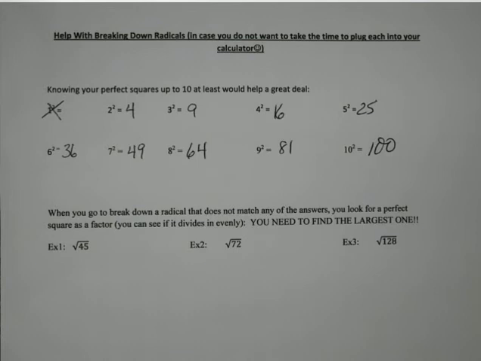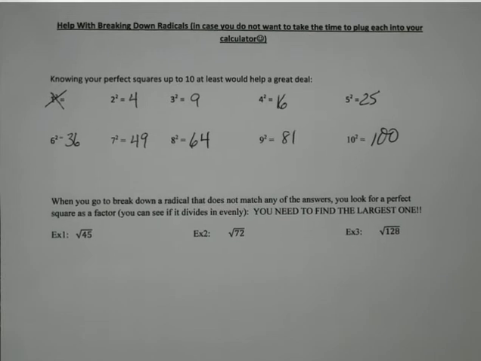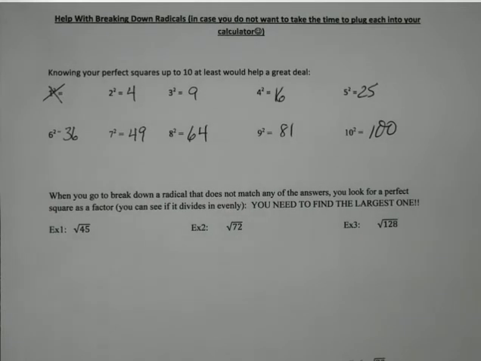Now, for some of you that are going to have issues, if we get done with this, you still can go back. I'm going to show you an alternate way, but try to stay with me and give yourself a chance on this. So when we go to break down a radical that doesn't match your answer, let's say you get the square root of 45, you don't see the square root of 45 as an answer.